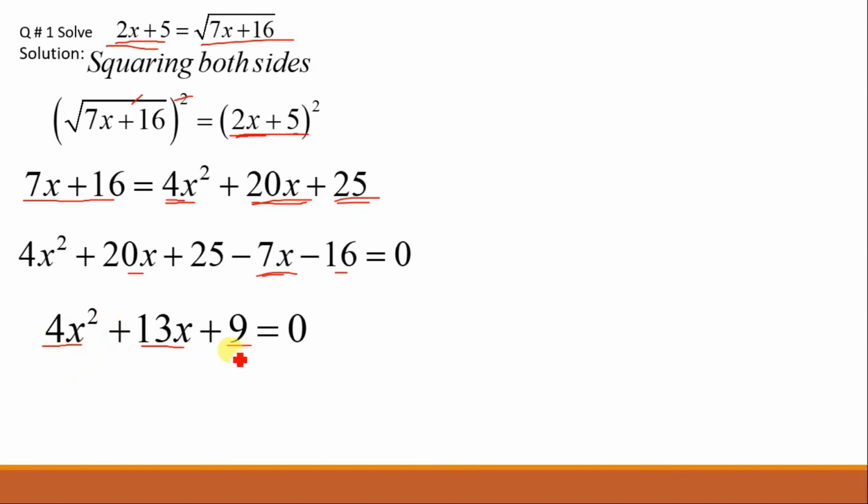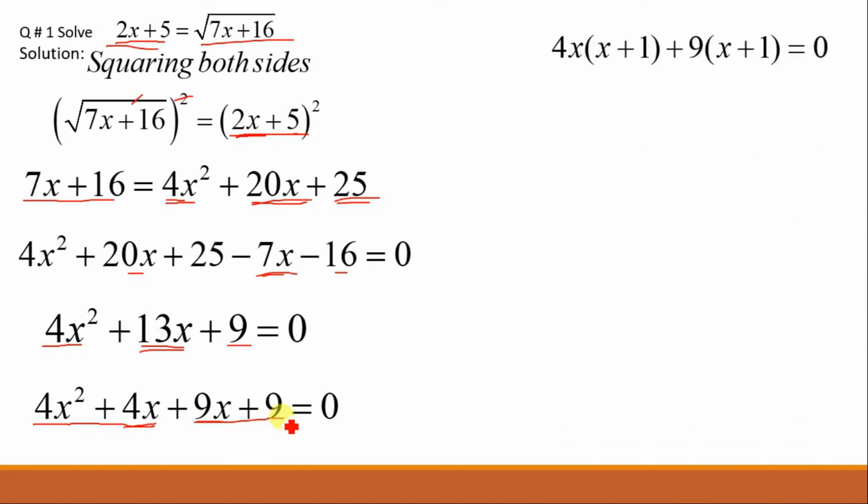4 plus 9 is equal to 13, and 4 nines are 36. These two are the required factors. So we have 4x² + 4x + 9x + 9, as 4x plus 9x is equal to 13x. We can see that 4x can be taken common from these two terms and 9 can be taken common from these two terms. So we are left with 4x(x + 1) + 9(x + 1).